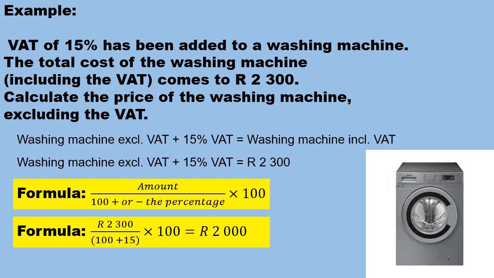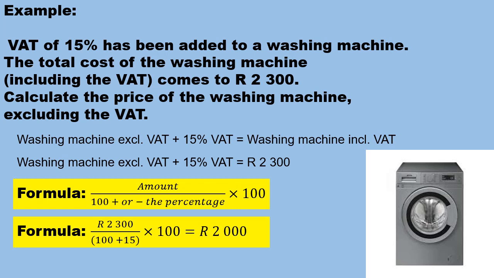2,300 divided by, some people put in 115 all at once. You can put 100 plus 15, but then please put it in brackets, or put it in fraction form in your calculator. Don't just type in 2,300 divided by 100 plus 15, because your calculator will work it out differently. So 2,300 divided by 115 times 100 gives you that original 2,000 Rand.